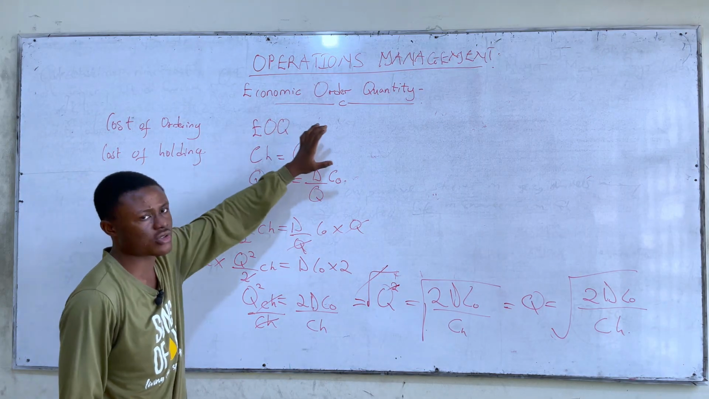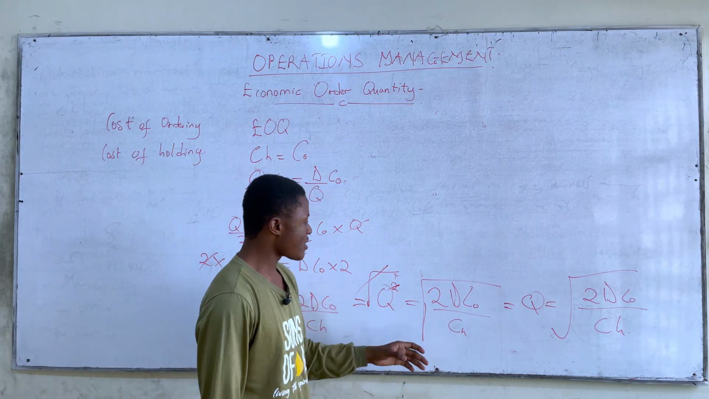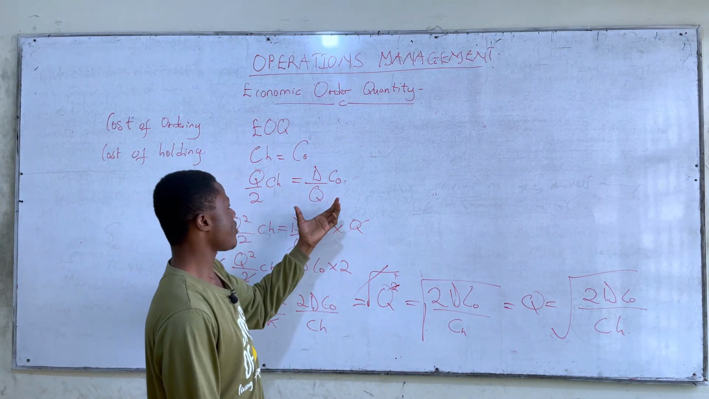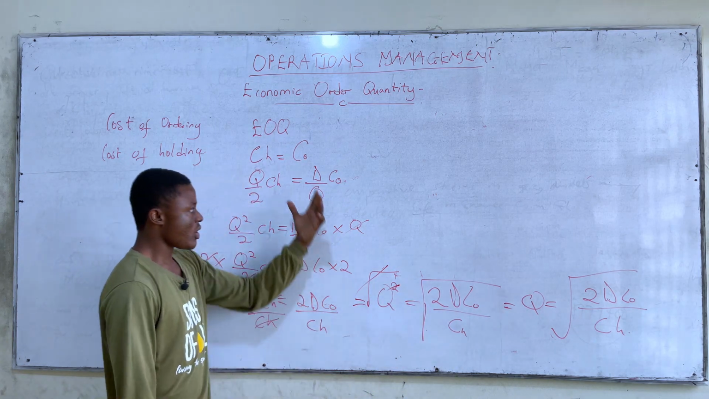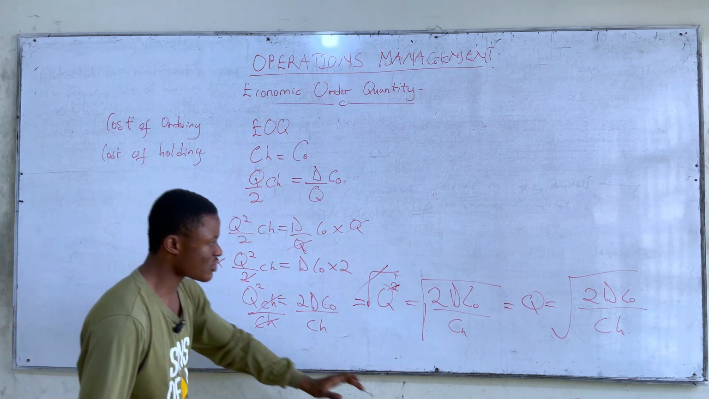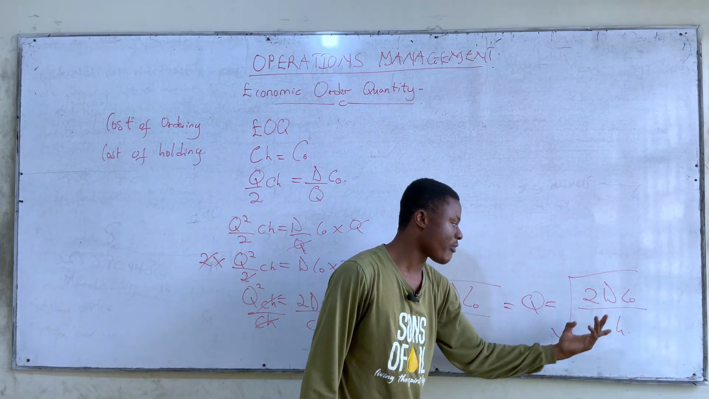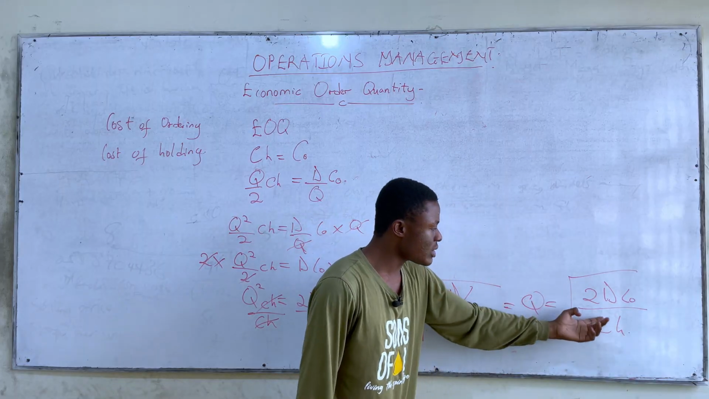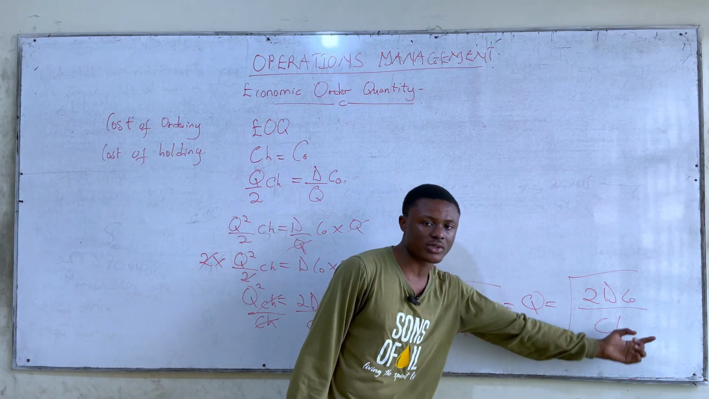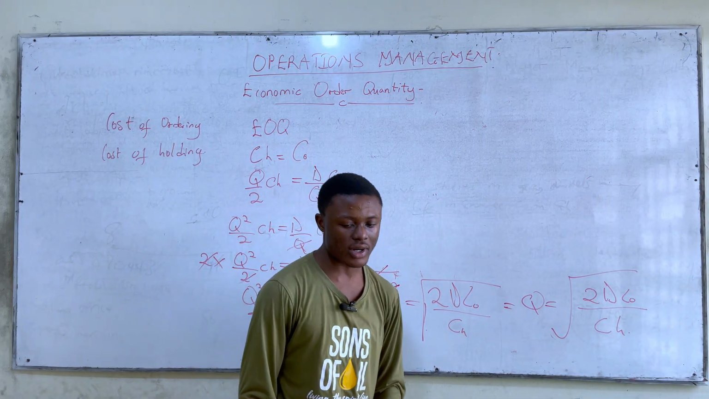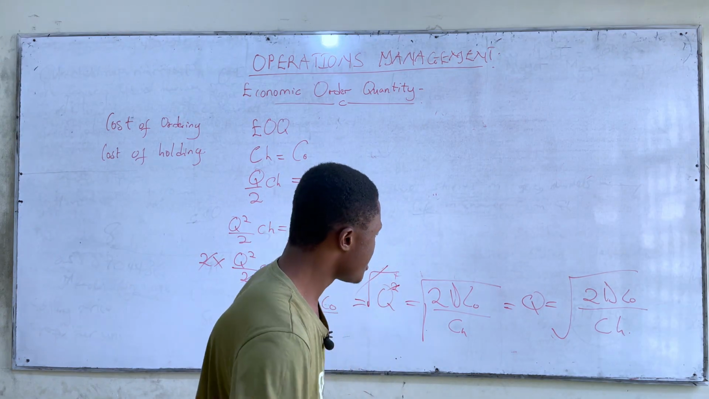So in as much as we are having for our economic order quantity, our cost of holding is equal to our cost of ordering, which means we want to find Q. In finding our Q, we passed through all this process to get Q as the square root of 2DCO over CH. That is 2 times demand times cost of ordering divided by cost of holding. Are we good? Great. So here you have to take note of these things as we move on.